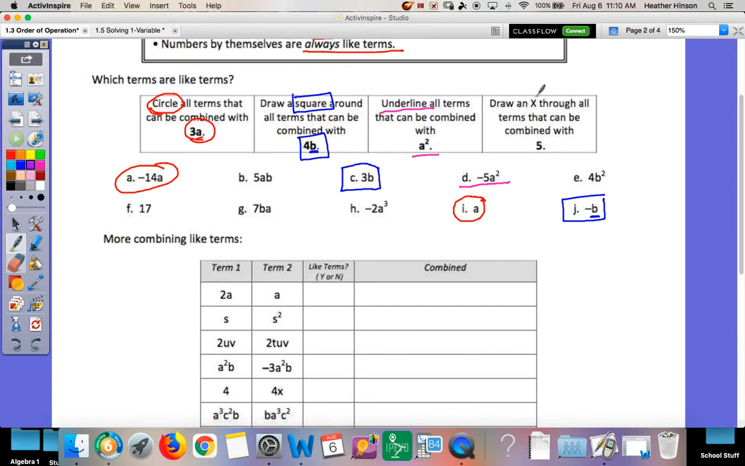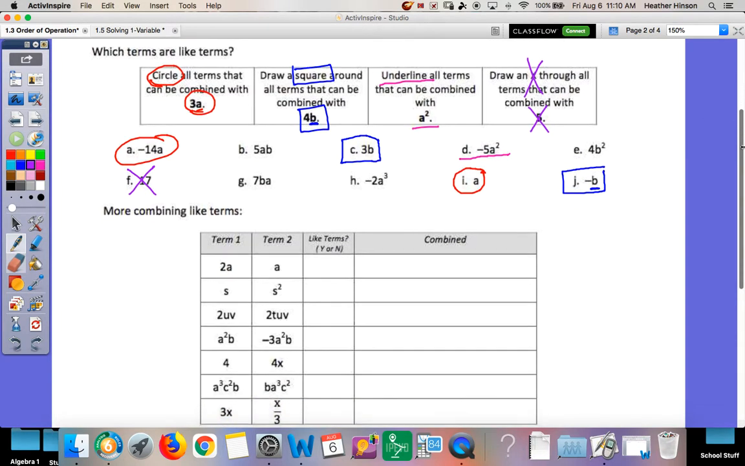And then draw an X through all the terms that can be combined with 5. 5 does not have a variable, no exponent, so we just want a number. Which one has no variable, no exponent? F. F is just 17, no variable, no exponent. All numbers can be combined without a variable.